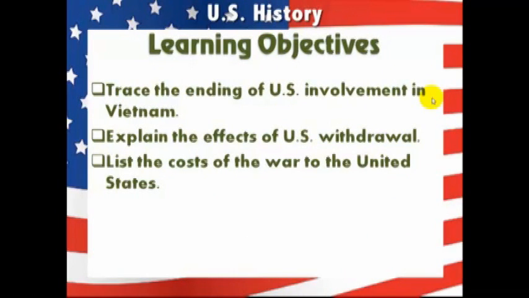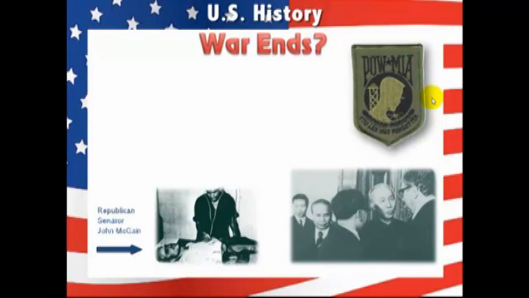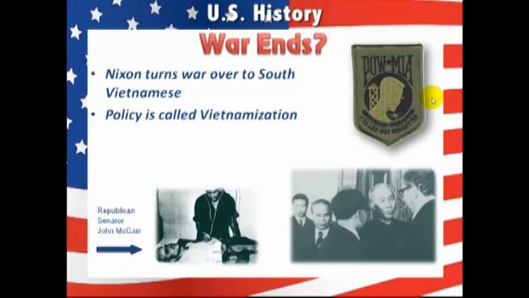Okay, so now looking at the next section. Here, by the end of this section, you should be able to trace the ending of U.S. involvement in Vietnam. You should be able to explain the effects of the U.S. withdrawal and list the cost of the war to the United States. So, the war ends. Okay, Nixon turns over the war to the South Vietnamese. His policy is called Vietnamization. Henry Kissinger negotiates for the United States.